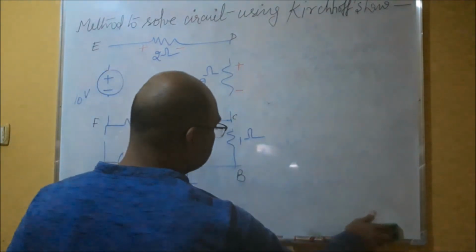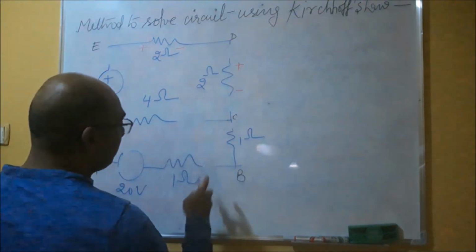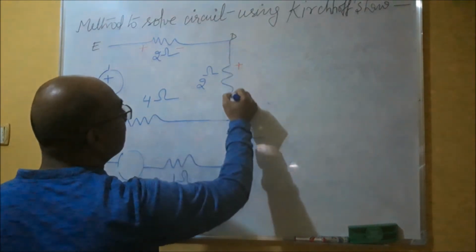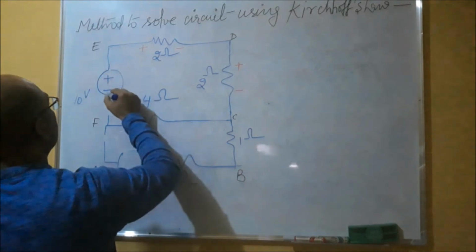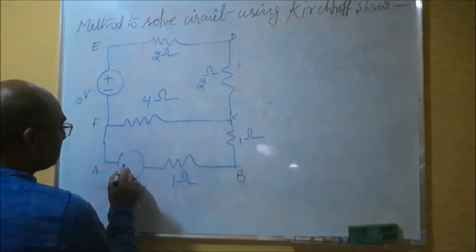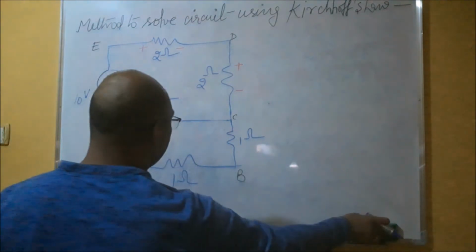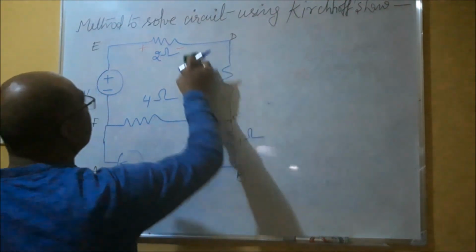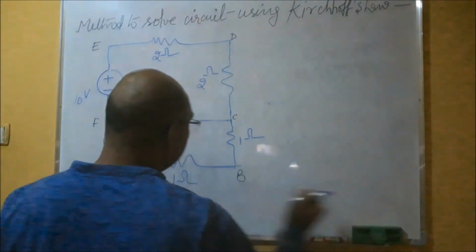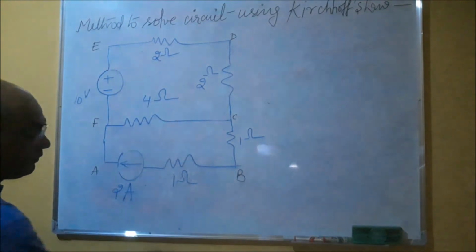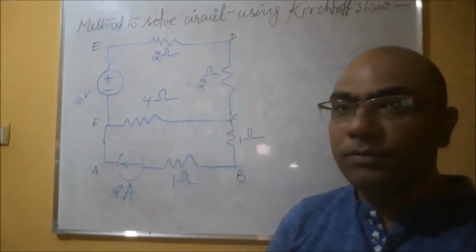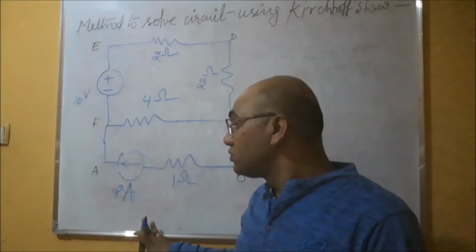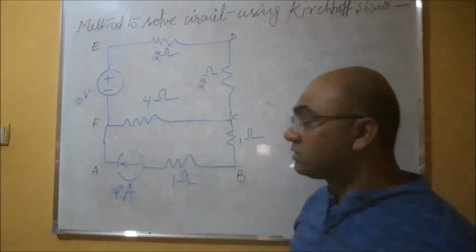So this will be our circuit. For this circuit we will try to solve again, assuming that this is a current source, and the value of this current source is, suppose, 2 ampere. Okay, the same circuit I am using. The difference is that this circuit has one voltage source of 10 volt and one current source of 2 ampere. How can we solve for this circuit?